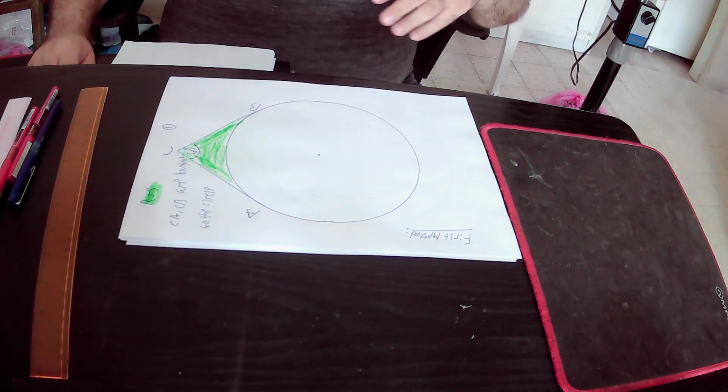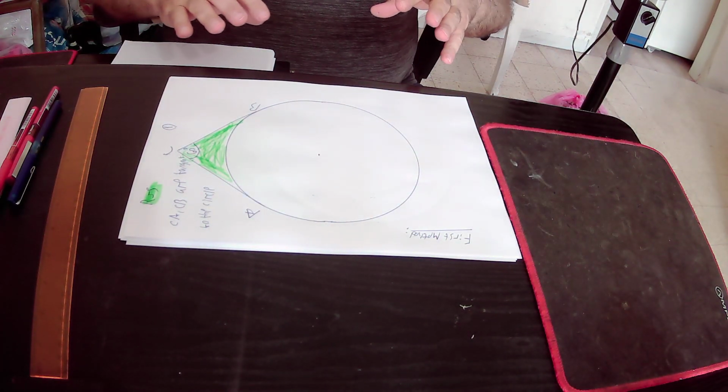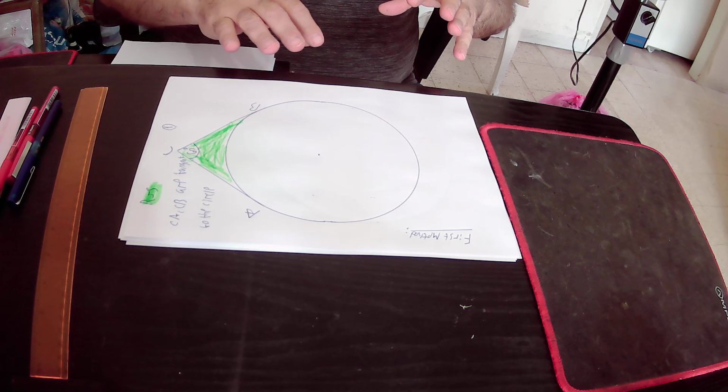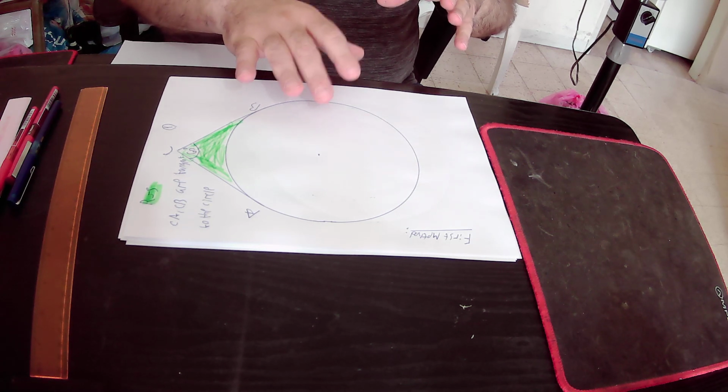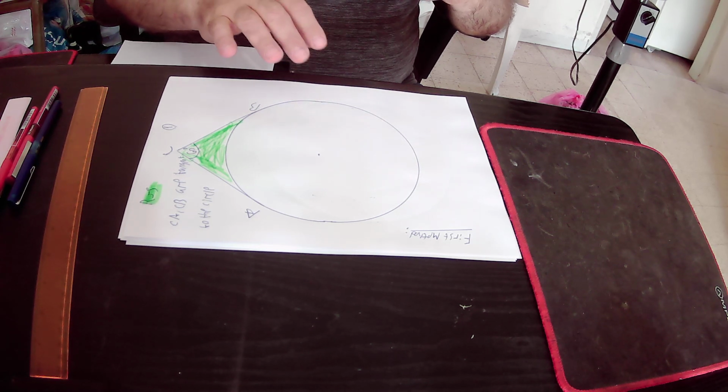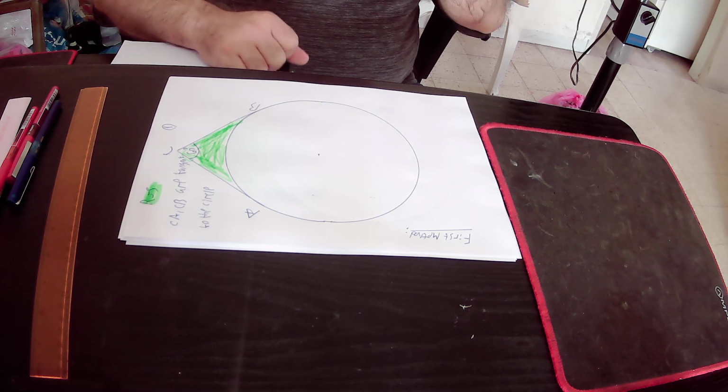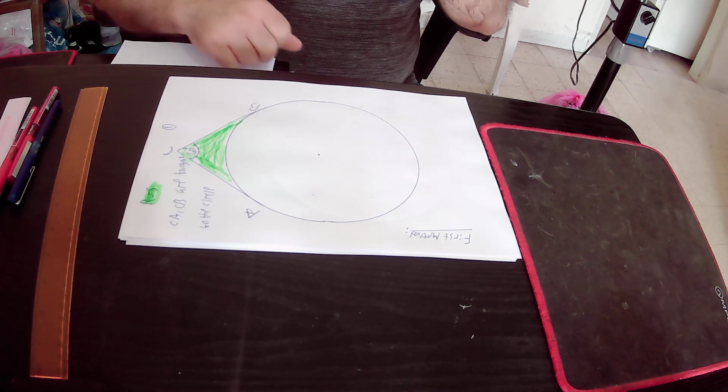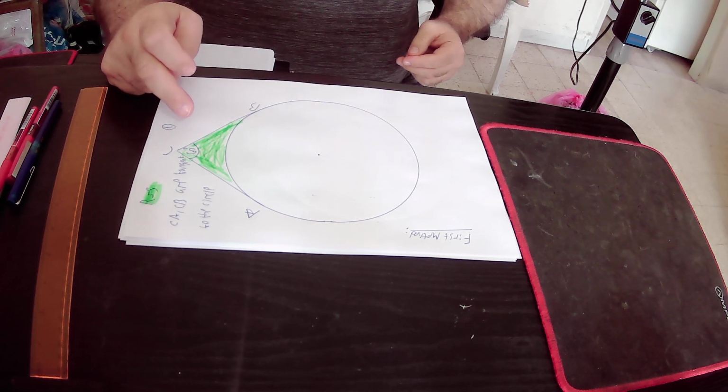Below, in this lecture we will find the area of the green shape in 3 different ways. In the drawing we have a circle. We know that the radius of this circle equals 5 units, and we also have the green shape.